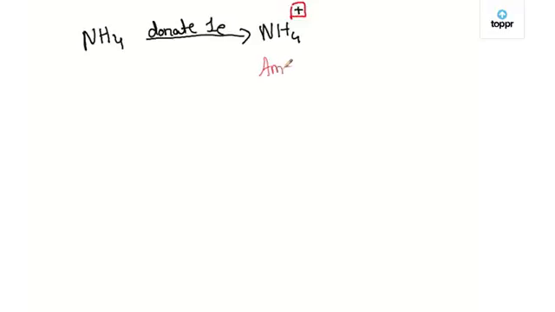Let's take one example. Suppose we have nitrogen, it reacts with 4 hydrogen atoms, still not stable. Now this has to donate 1 electron to be stable. So NH4 will gain a positive charge. Now this is again a polyatomic ion because there is one single valency for the entire NH4. The name of this polyatomic ion is ammonium ion. What is it? Ammonium ion.